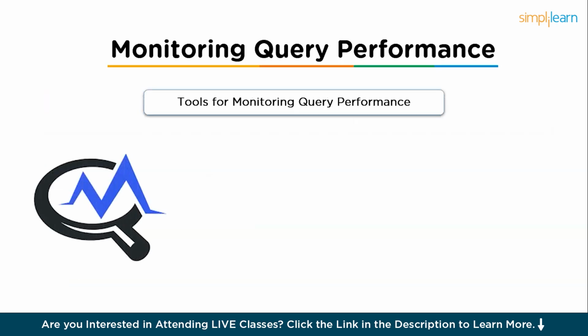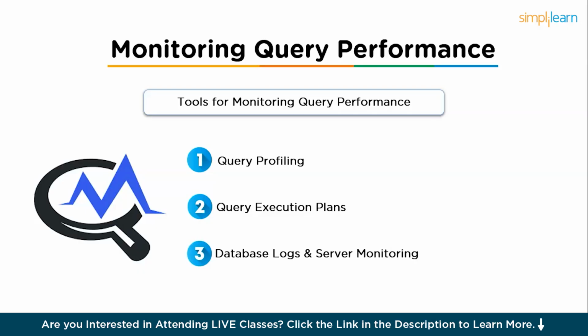Now let's talk about the tools for monitoring query performance. The first tool is query profiling. This technique helps analyze query runtime, number of rows returned, and execution ordering to identify bottlenecks. The second one is query execution plans. These show how SQL queries are processed, revealing which operations take the most time and which improvements can be made. Third is database logs and server monitoring. Checking logs can uncover slow queries, high resource consumption, or external applications affecting performance.